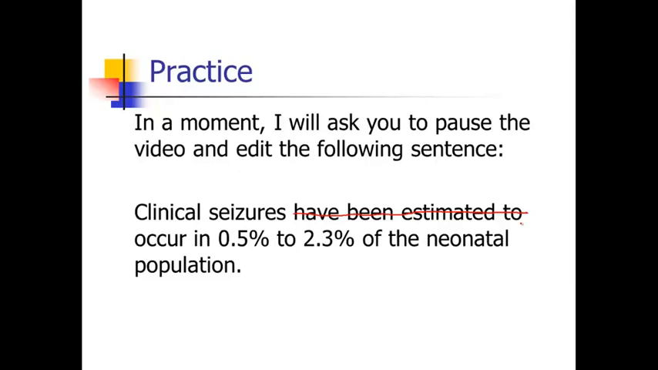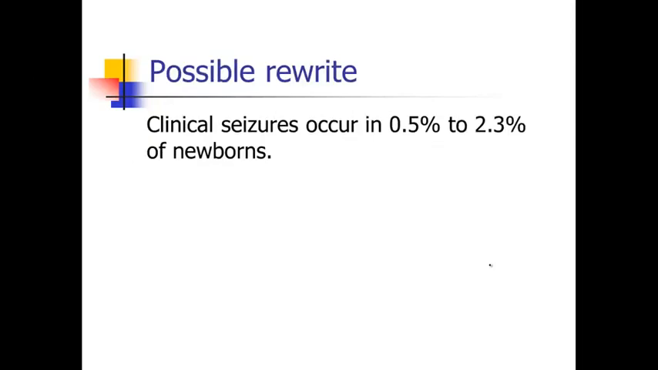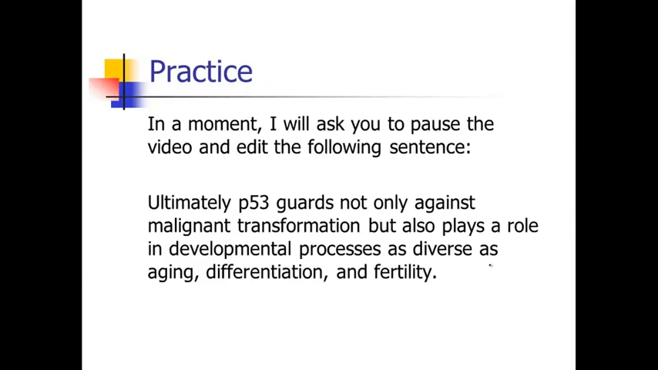Now you might have thought, oh, neonatal population, that sounds really important, I better leave it untouched. And in fact, the first time I edited this sentence, I missed this. But what is a neonatal population? So neo means new, nate means born. So this is just a fancy way of saying newborns. See how much more direct and easy that is to read? Clinical seizures occur in 0.5% to 2.3% of newborns, and then of course we'd want to have some references at the end of that sentence. So hopefully you got something similar. Again, you may not have an identical rewrite to mine, but hopefully you have something similar.